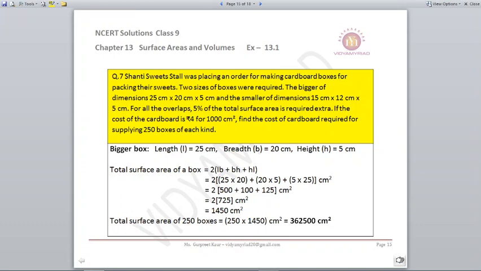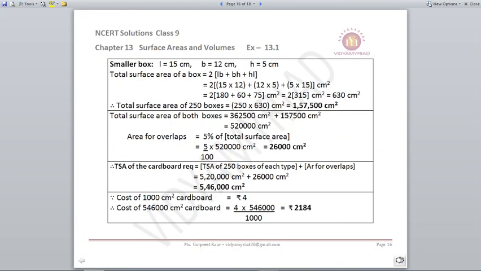362,500 centimeters square. Same way we will find out for the smaller box. For one box, use the formula 2 into (LB plus BH plus HL). For length, breadth and height, you will put 15, 12 and 5. You got 630 centimeters square for a smaller box. But how many boxes do we need? 250. So multiply this with 250. You got 157,500 centimeters square.